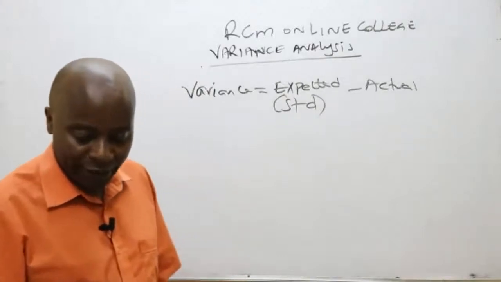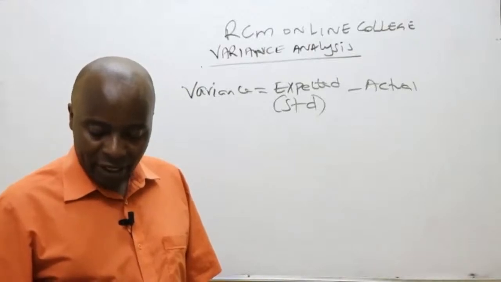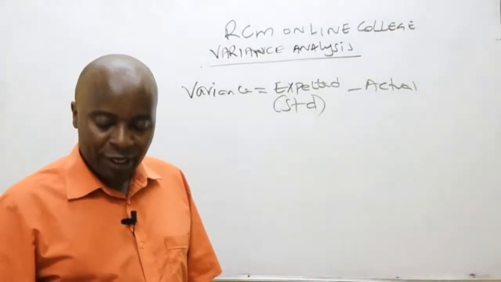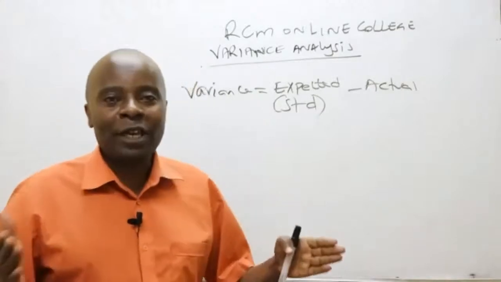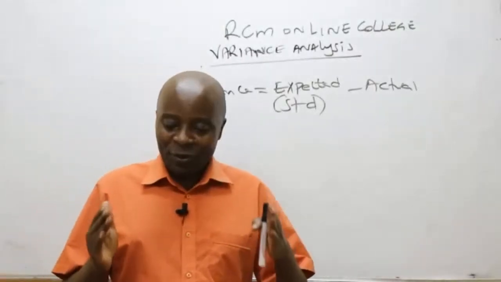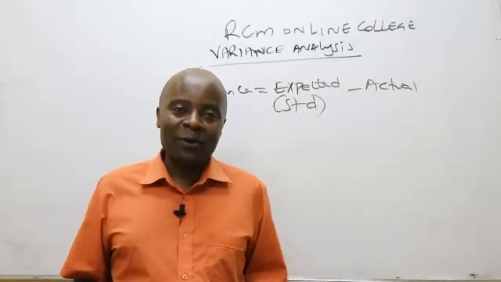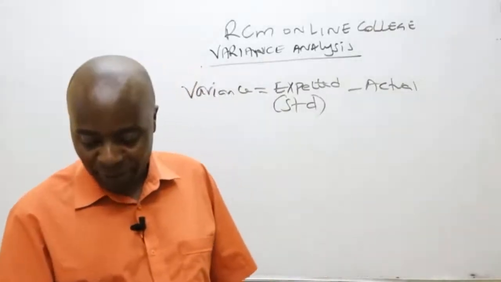Now, we have got 5 types of variances. Don't forget that. We have 5 types of variances. Could you kindly remind us these 5 types of variances, the major types of variances? Who is able to remember them?